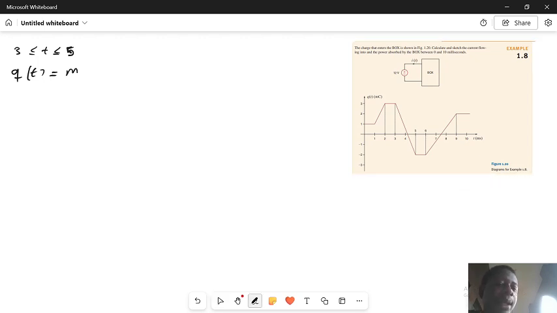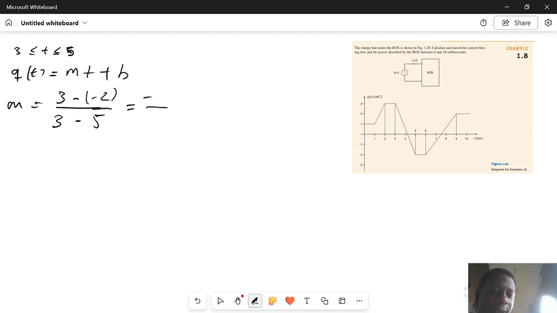We know directly q = mt + b. Let's find the value of m. I start from 3, I have 3. From 5, I have minus 2. So it's going to be 3 minus 2 over the times: the time was 3, and the time was 5. So 3 minus 2 over 3 minus 5, finally is going to be minus 5 by 2, which is minus 2.5.